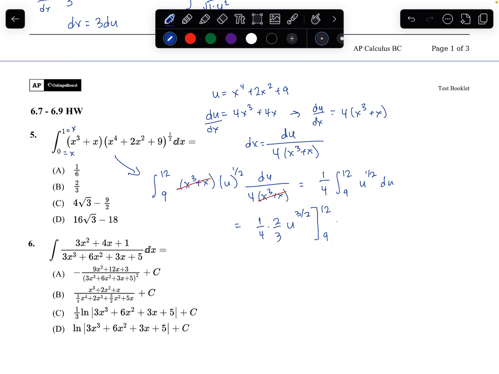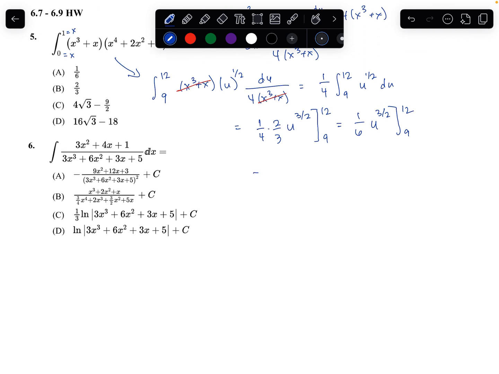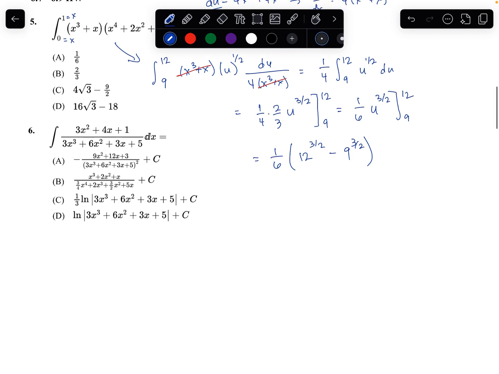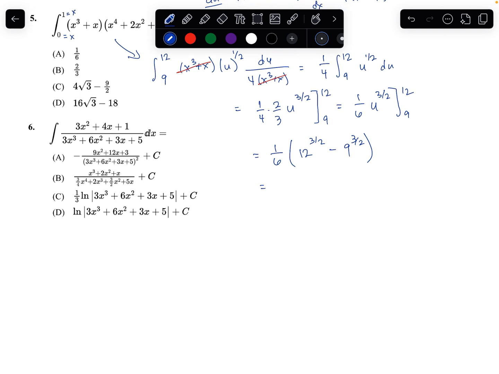And so that's going to be equal to, I think that's 1/6, right? 1/6, and then u to the 3/2. That's going to be evaluated from 9 to 12. Okay, and so now let's do the f of b minus f of a part. That's going to be equal to 1/6, and then I'm going to do 12 to the 3/2, and then minus 9 to the 3/2.